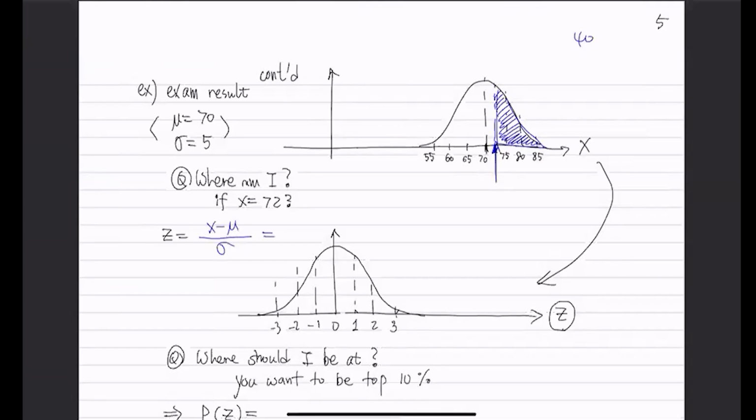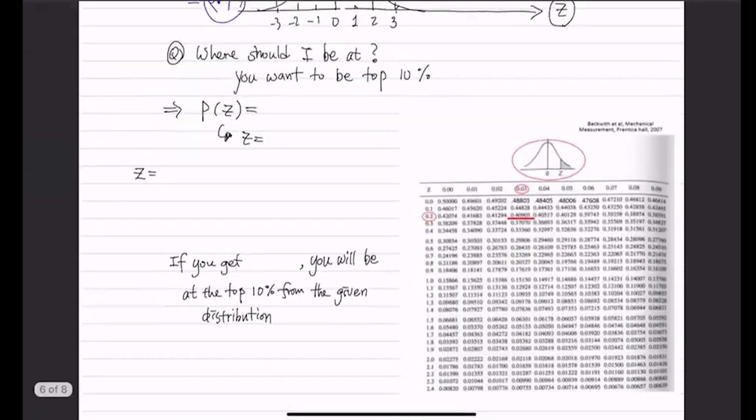And your x is what? X is 72 minus mu is 70. Let me just pull this down here, all right? Divided by sigma, which is 5. So that is 0.4, right? Okay, so your z is now 0.4. What do we do with that value? We go to this table.